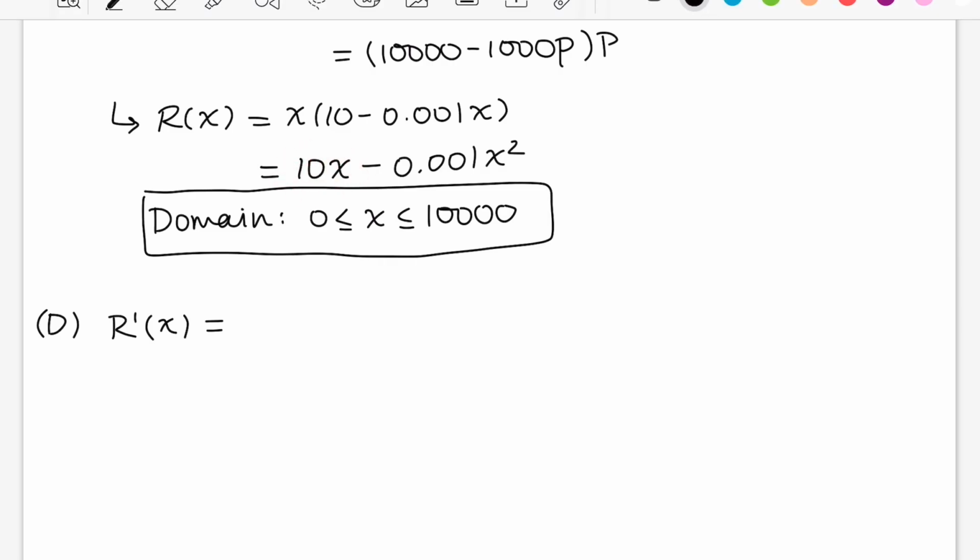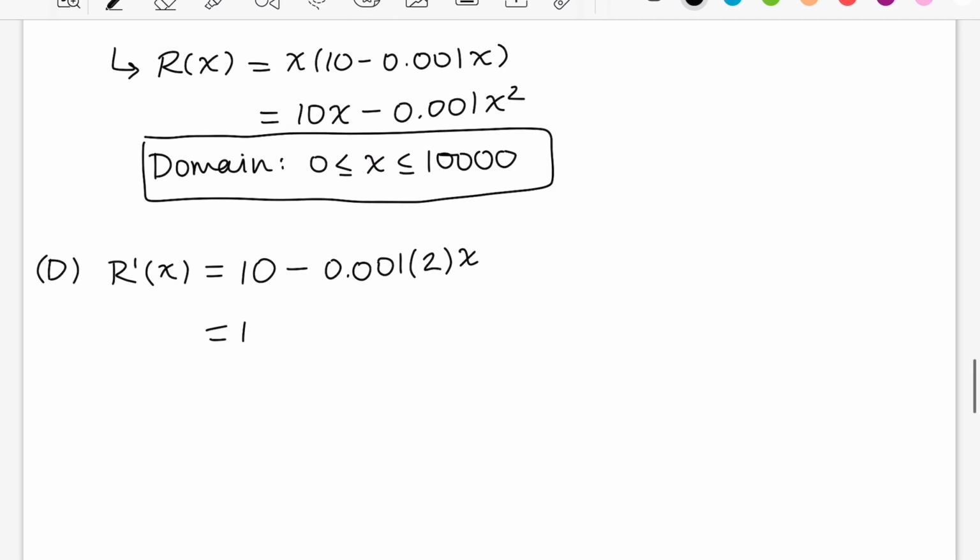So we know that this guy is just going to be 10. Using the power rule here, we will get 0.001 times 2 times X. So we get 10 minus 0.002X.